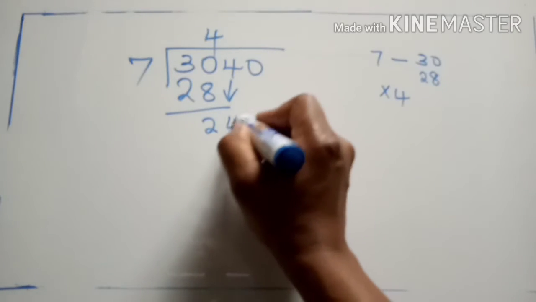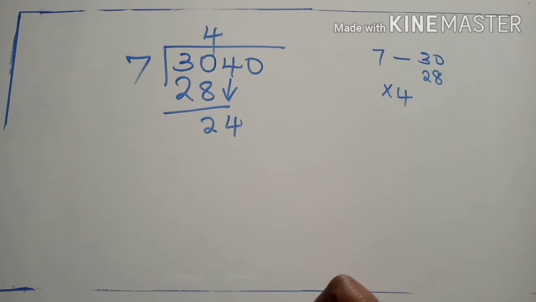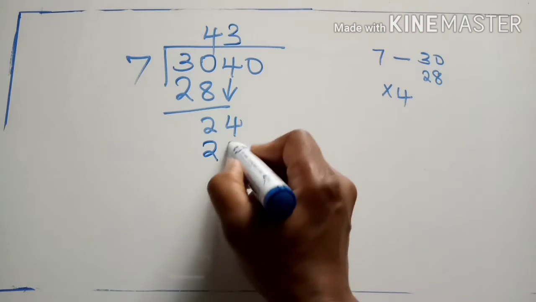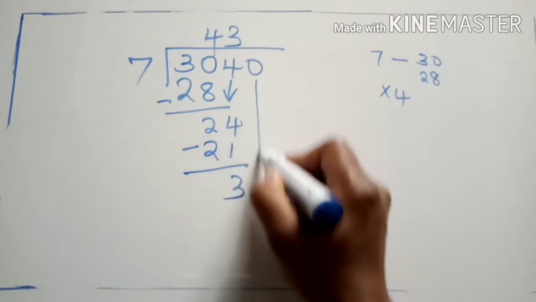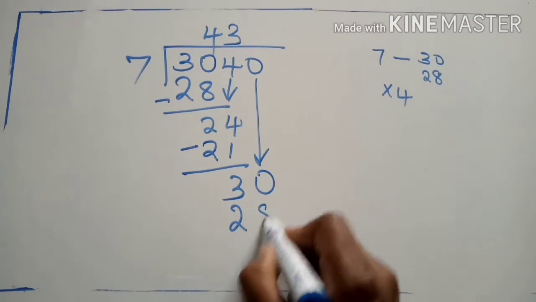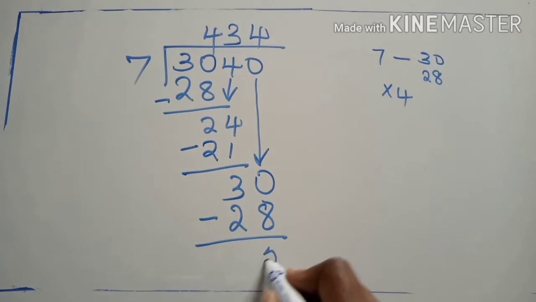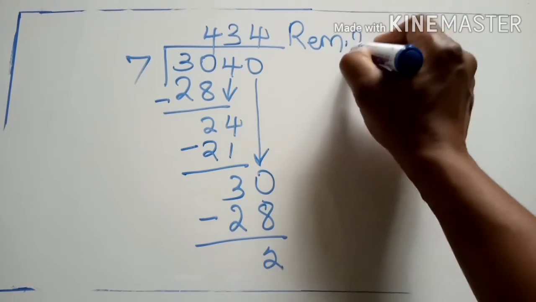Drop your 4. So 7 times what will give us a number close to 24? 7 times 3 is 21. Subtract that, you have 3. Drop your 0. 7 times 4 is 28. Subtract that and you have 2. So our answer is 434 remainder 2.